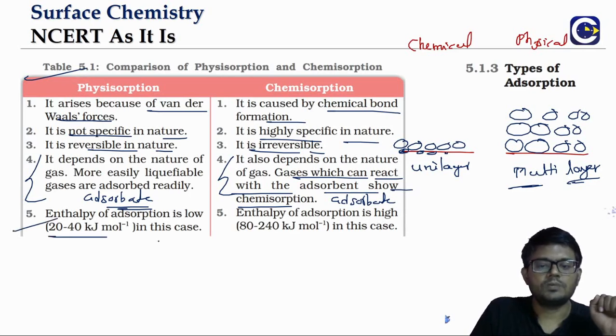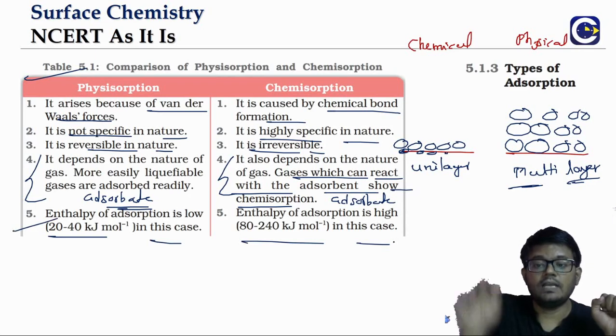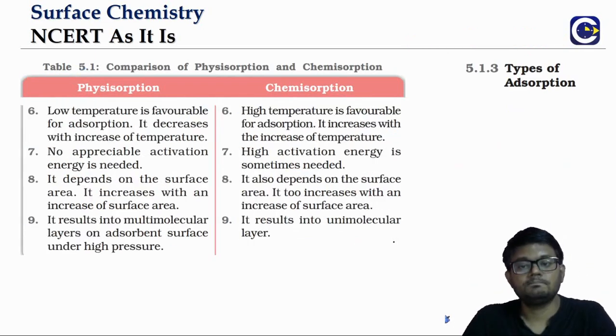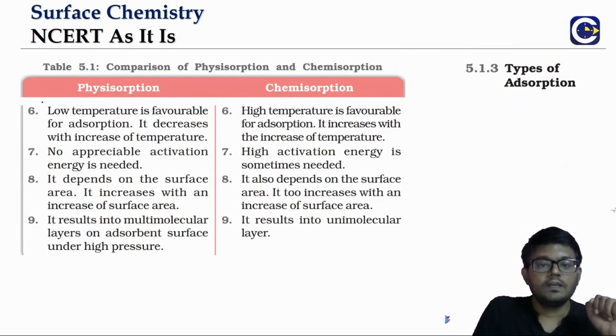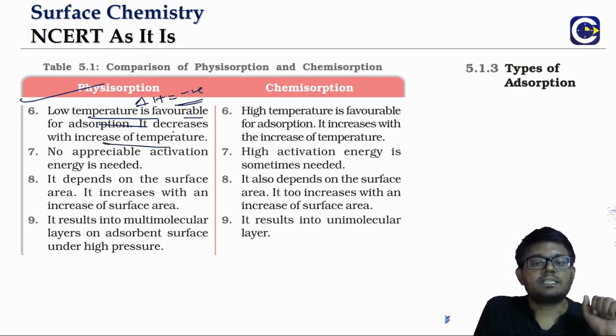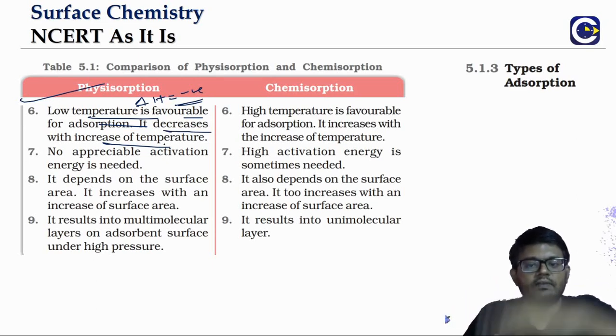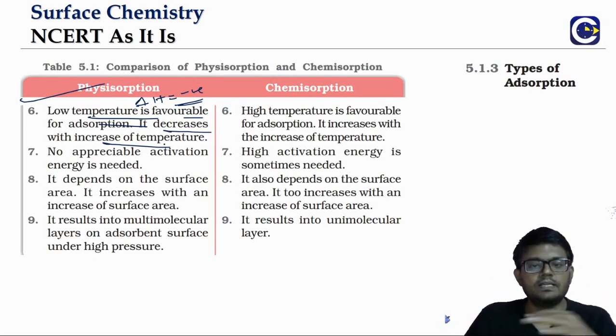Enthalpy of adsorption is less, 20 to 40 kilojoule per mole. Here it is high because we will have a chemical bond formation, 80 to 240. Physical adsorption, because it is delta H negative, low temperature is favorable. If you increase temperature, what happens? The layers of the gas molecules that settled will start coming out. The adsorption will decrease if you raise the temperature.